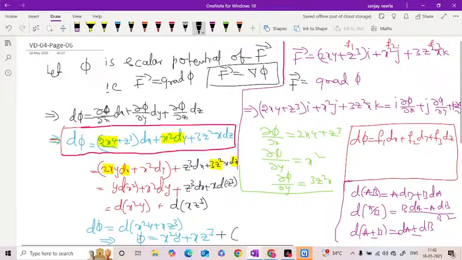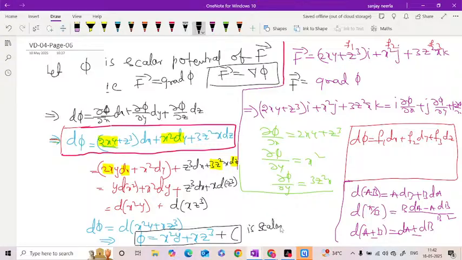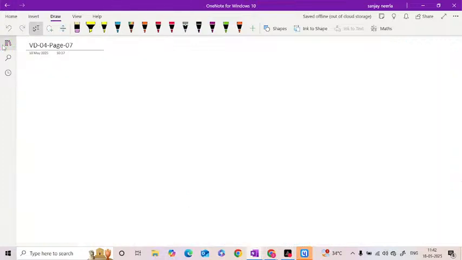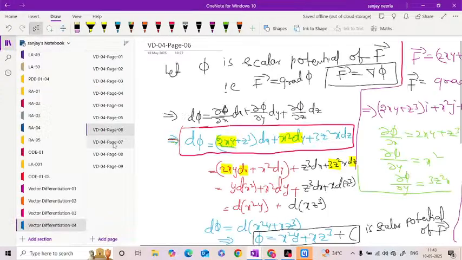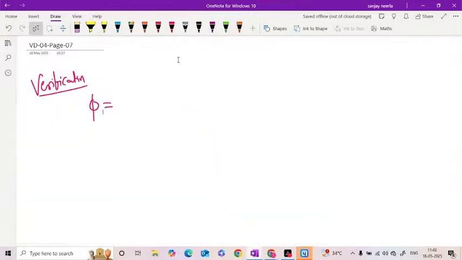So now this is the scalar potential of the given vector field f. Okay. Now how can you verify? What is the verification? Can we verify? Verification is easy. So already we are getting the φ. What is the scalar potential? x square y plus x z cube plus constant.